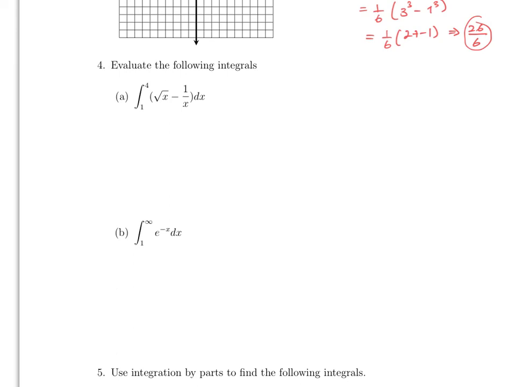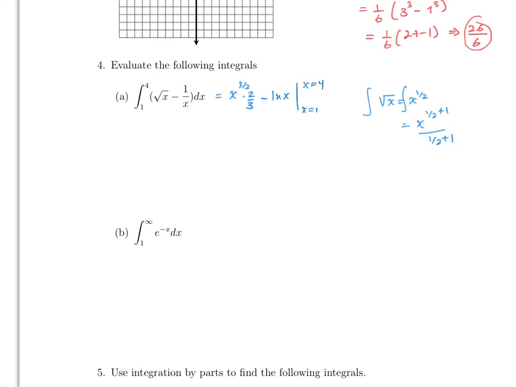And number 4 is asking you to evaluate the integrals. So first we find the antiderivative. The antiderivative of the square root of x. Remember that this is the same thing as x to the 1/2. So the antiderivative is x to the 1/2 plus 1, which is x to the 3/2 times 2/3. And then the integral of 1 over x, we talked about that many times, is just ln x. And in this case, x goes from 1 to 4.